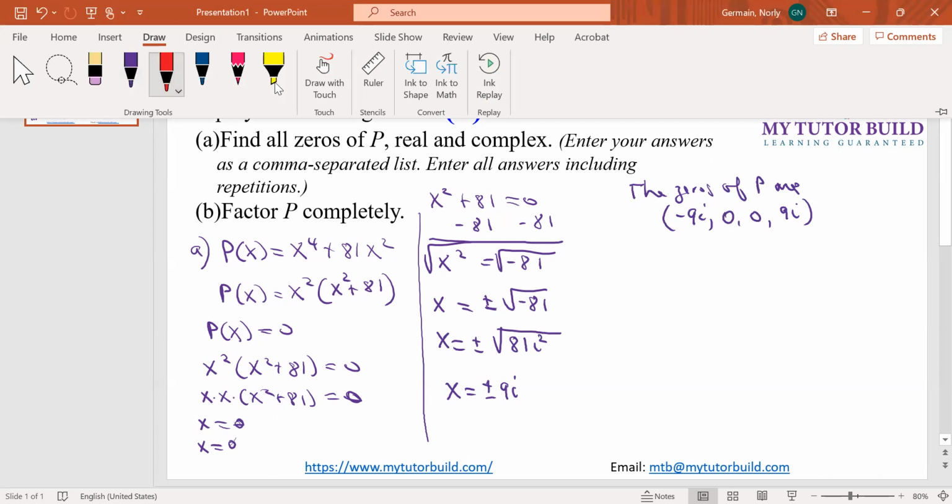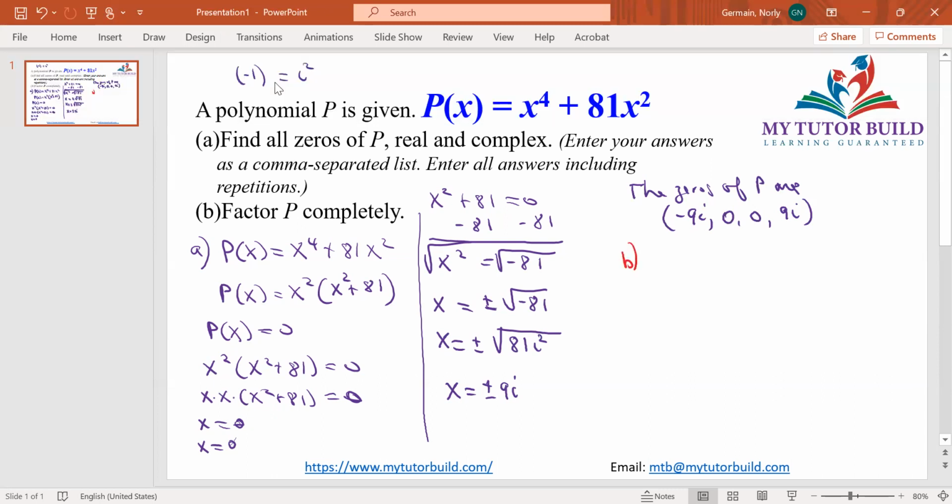To answer the second question, which is B, they ask us to factor P completely. So how can we factor P completely? Now we know what x squared plus 81 is in terms of factors, because we know the two zeros of that are 9i and negative 9i. Since 0 occurs twice in the complete factorization of P, we have 4 zeros. That's exactly what we have here.